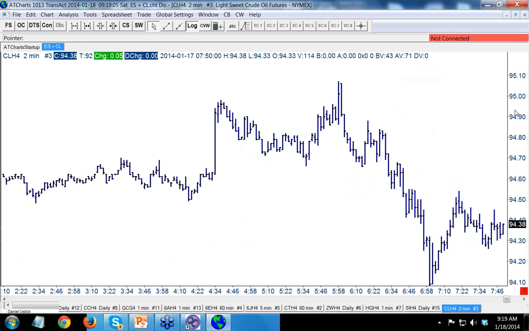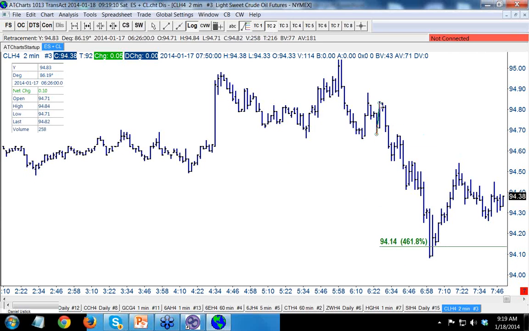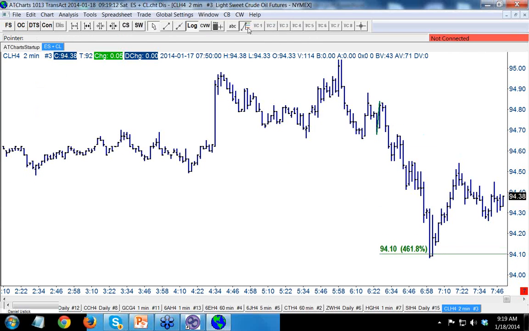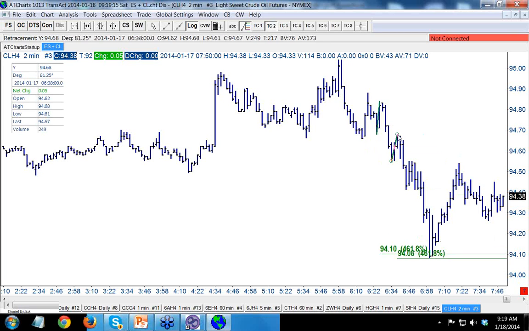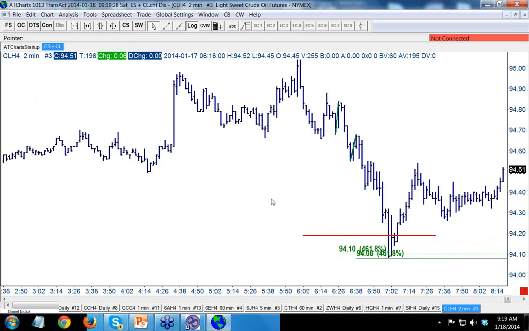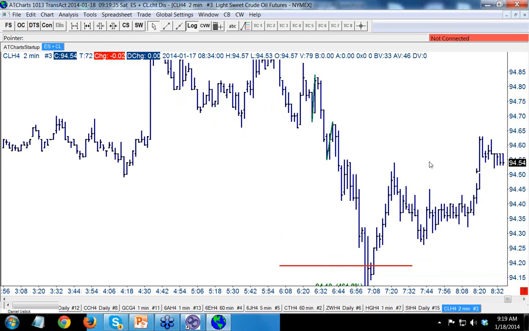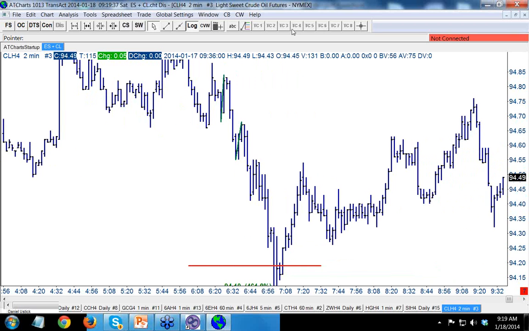Can you see a couple of 461s here extending down? This is what I'm saying. Now I got out at 94.20 because I don't want to be here now with a bounce against me. So these are the areas where, now there's a 261 as well, along with a 461. You have to know when to use what.